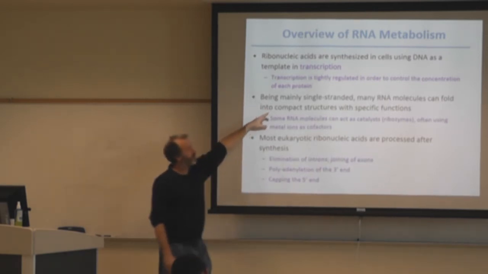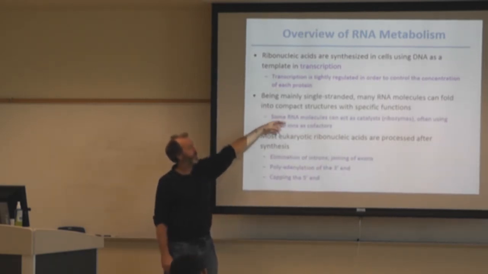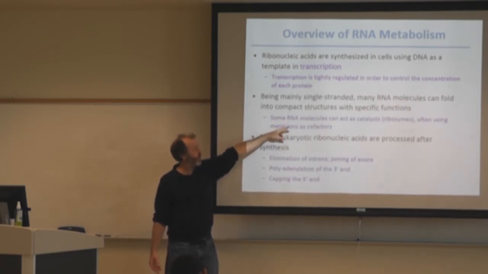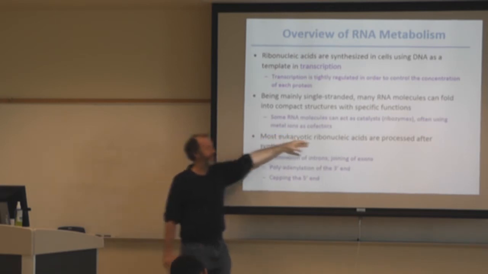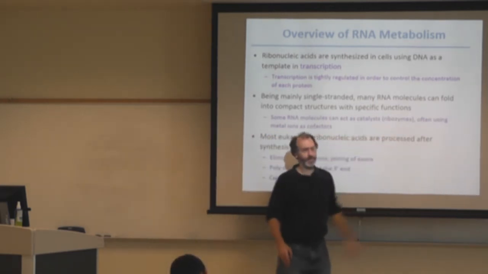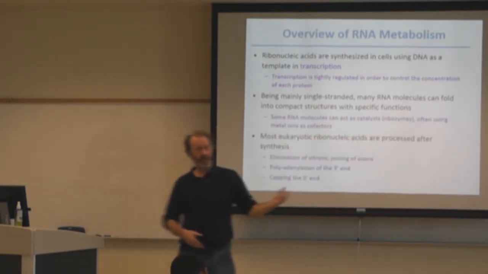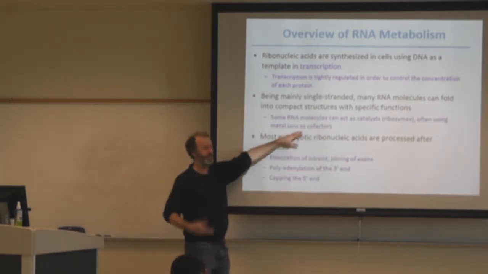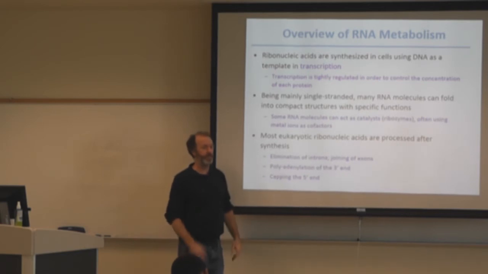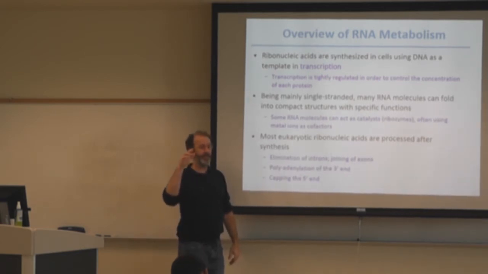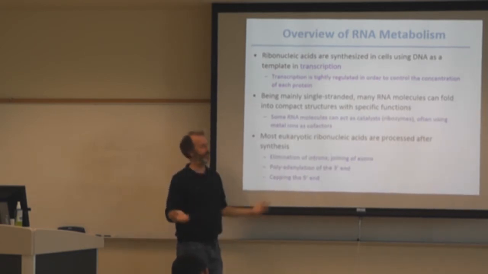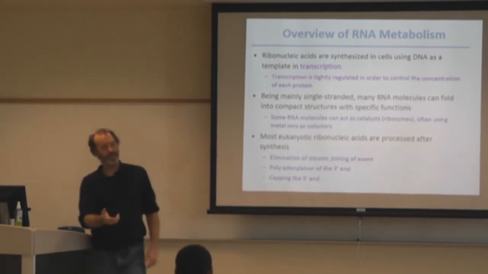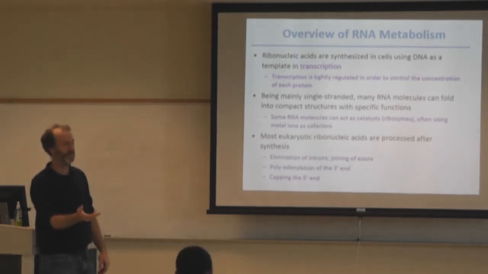So being mainly single-stranded, RNA molecules can fold into compact structures with many functions. Some RNA molecules can act as a catalyst. We refer to those as ribozymes because it's ribonucleic acid. So often they'll use metal ions as cofactors. You don't see too many RNA molecules bound to an NAD. Well, I guess NAD has RNA in it, right? Adenine dinucleotide.